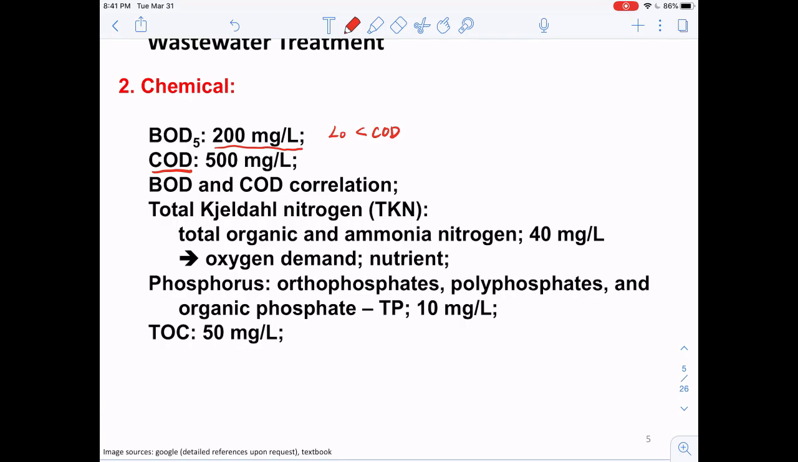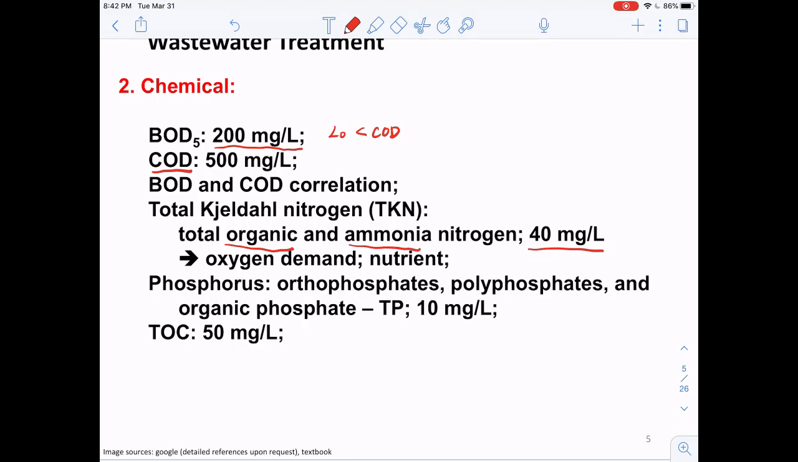And in terms of the nitrogen contents, typically we will use the total Kjeldahl nitrogen, or the TKN, to describe the nitrogen concentration in the wastewater. These nitrogens will exist in the organic form and also the ammonia form. Typically, municipal wastewater has a TKN of around 40 milligrams per liter. So we want to treat this nitrogen. On one hand, it's because this nitrogen will actually demand oxygen, right? We talked about the NBOD in our last chapter. So it will reduce the dissolved oxygen in the water.